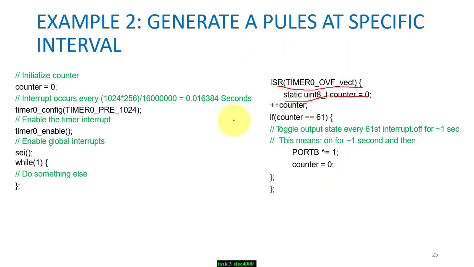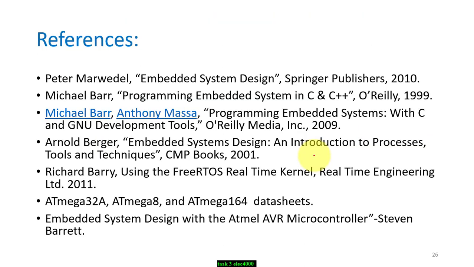So every time the timer overflows, it will come here and increment the counter. Then is the counter equal to 61? No. Then continue, and we keep counting, and every time we get an interrupt, we are going to increment until we reach 61. Then we are going to toggle our value. This is mainly the idea of interrupts, timers and counters.